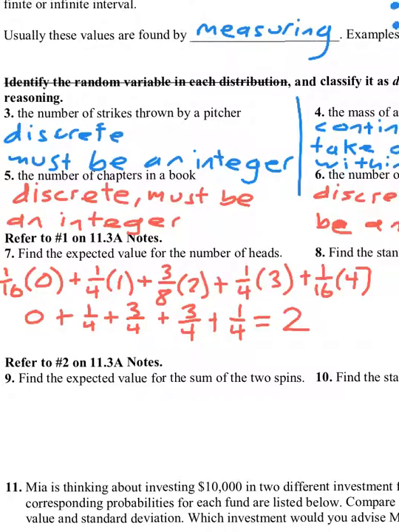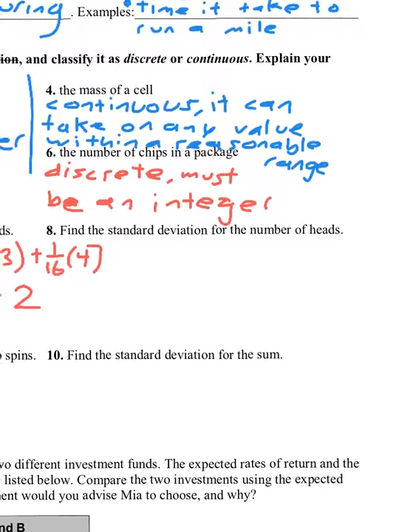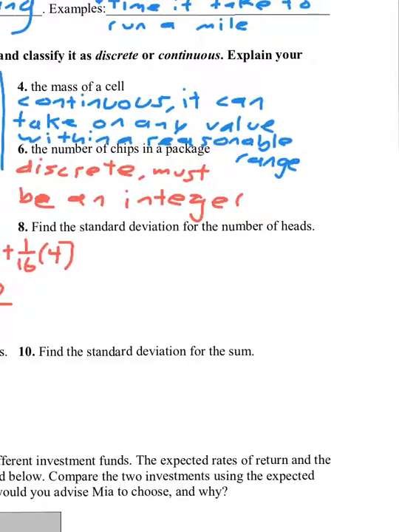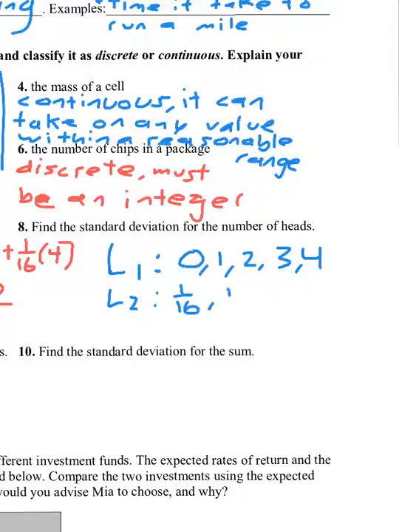Okay, for the standard deviation, you should do this on your calculator. In L1, I want you to put the different values that we could have for the number of heads. So 0, 1, 2, 3, 4. And in L2, I want you to put the probabilities associated with each of those. So those were 1 over 16, 1 over 4, 3 over 8, 1 over 4, 1 over 16.